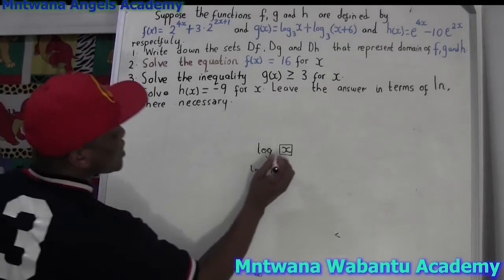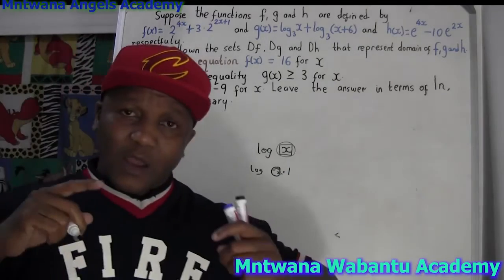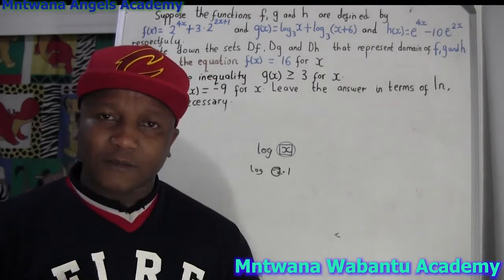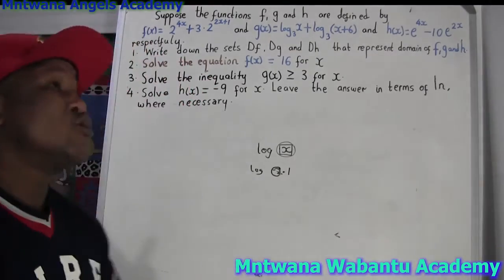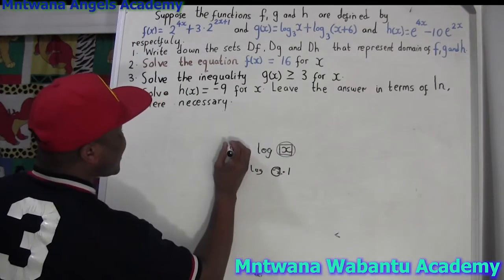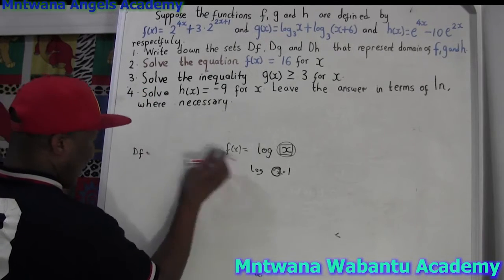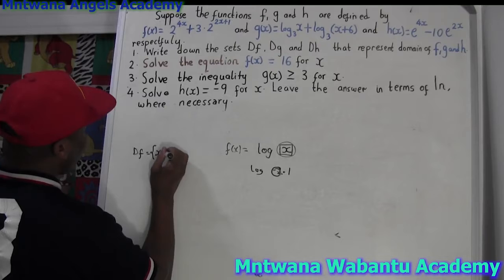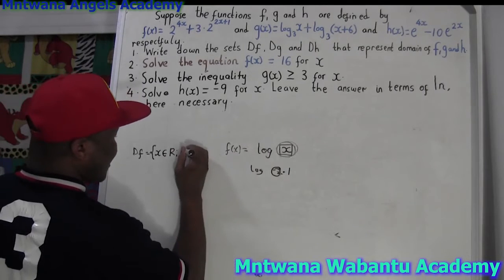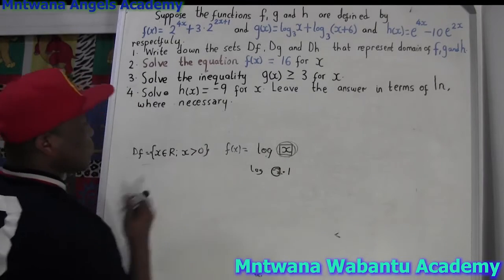So we see any number going in here, listen, this is very, very important: don't take it as x, take it as anything in front of the log. Anything in front of the log should be greater than 0, meaning it has to be a positive number. So for the domain, let's say this is f of x. The domain of f is x an element of real numbers, but whatever is in here, which is x in this case, must be greater than 0. This is the domain of this logarithm.